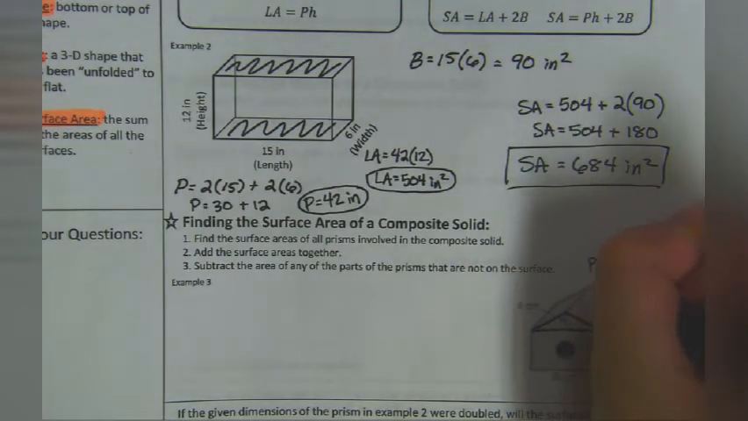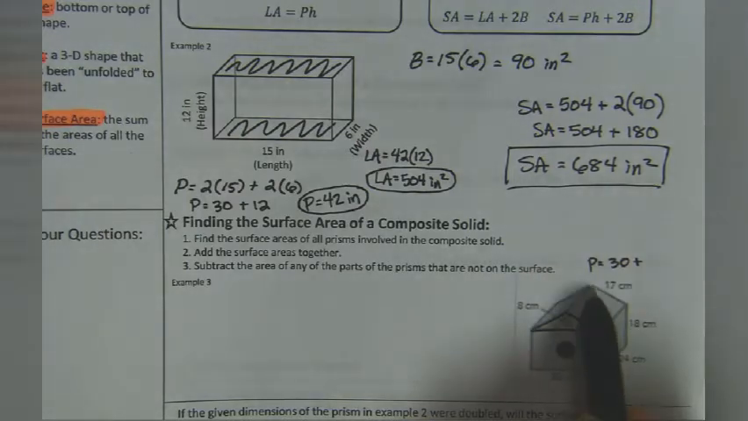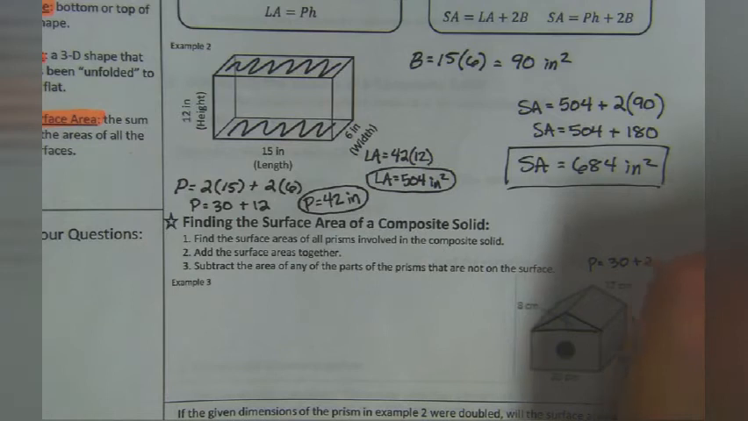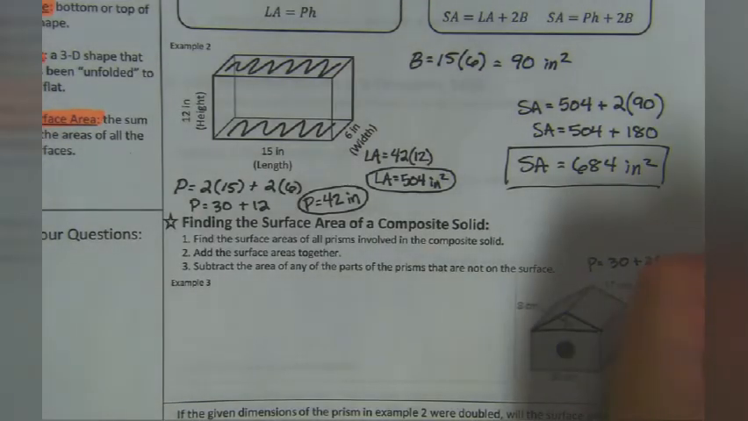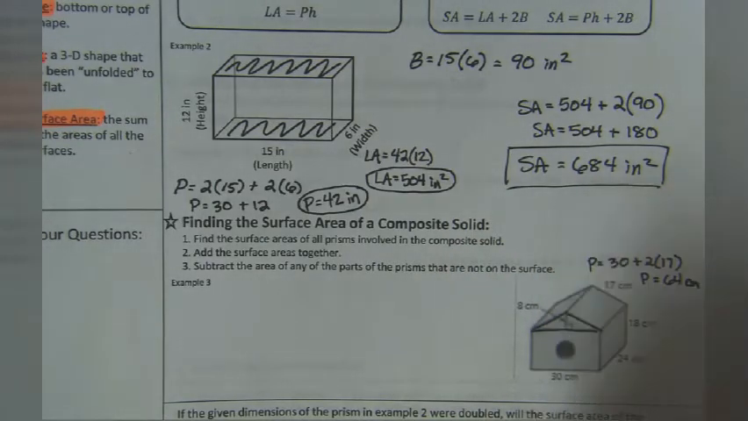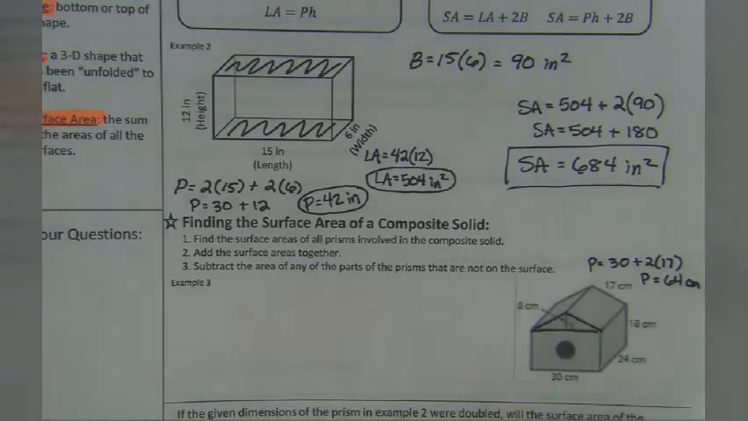So the perimeter is 30 plus, and then these two here, it says right here, it's 17. So we've got 17 and 17. 2 times 17 is 34. So 30 plus 34, the perimeter of our triangular base is 64 centimeters. We'll come back and use that later.